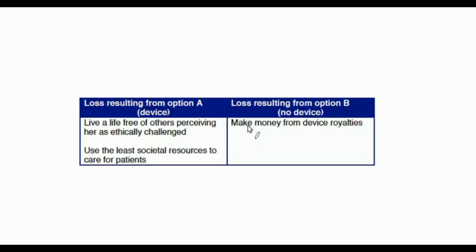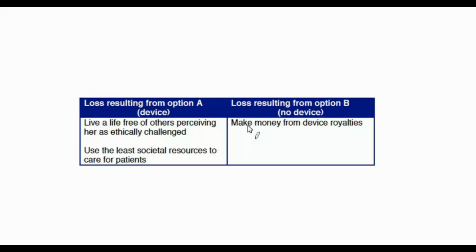The other thing, and I said previously, was that hypothetically this Dr. Novel would view a good thing as using the least resources necessary to treat patients. And if that's the case, then one of the things that treating a patient with this device that costs money is that Dr. Novel would lose by choosing option A, using the least societal resources to care for the patient.